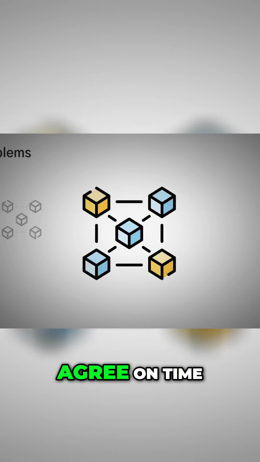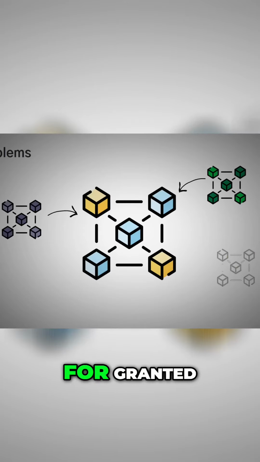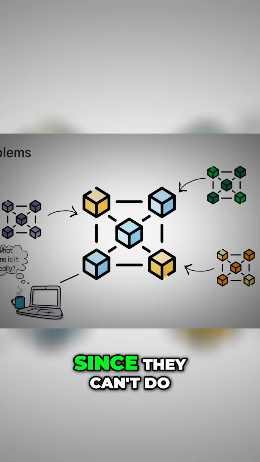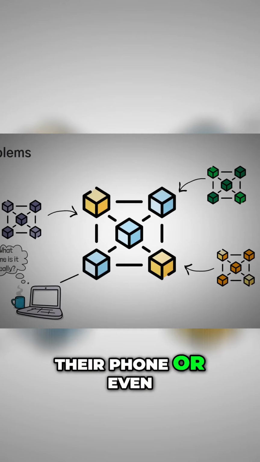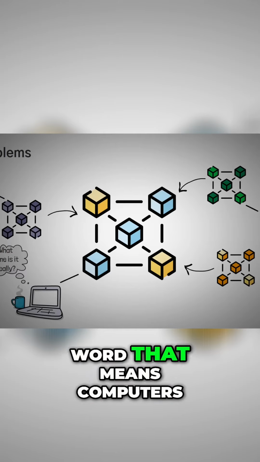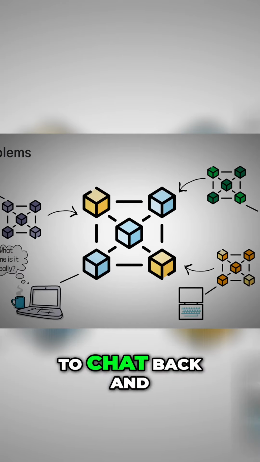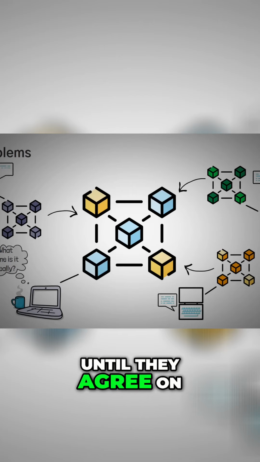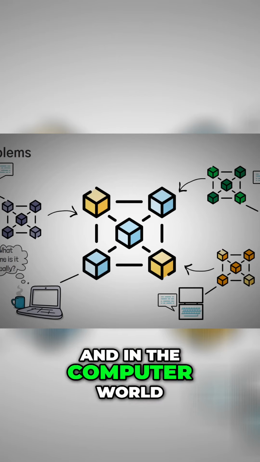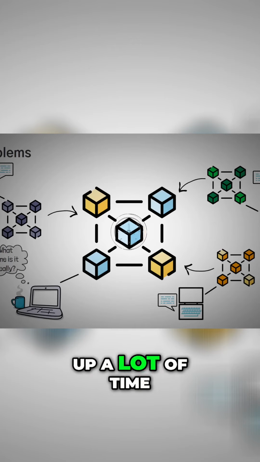One big problem that other blockchains have is that they have to agree on time. We all take this for granted, but computers have to constantly be going, what time is it really? Since they can't do things like look at their phone or even the sun to determine it. On other blockchains, the nodes, which is a fancy word that means computers, on the network have to chat back and forth until they agree on a time. And they have to do this before submitting a block. And in the computer world, this chatter can take up a lot of time.